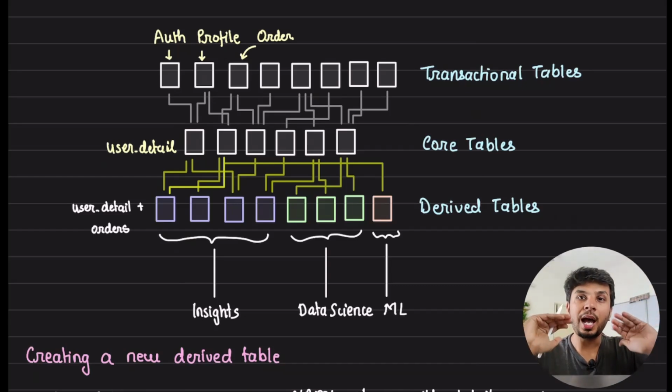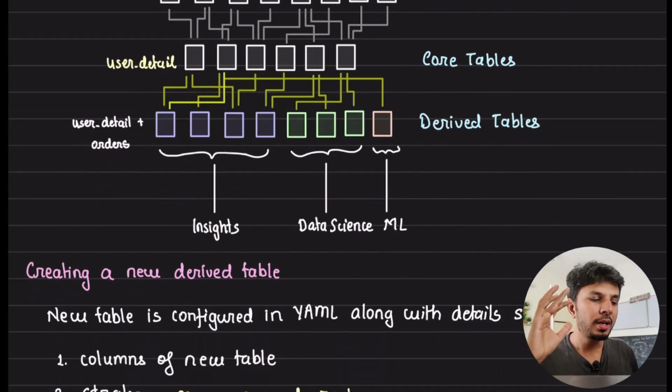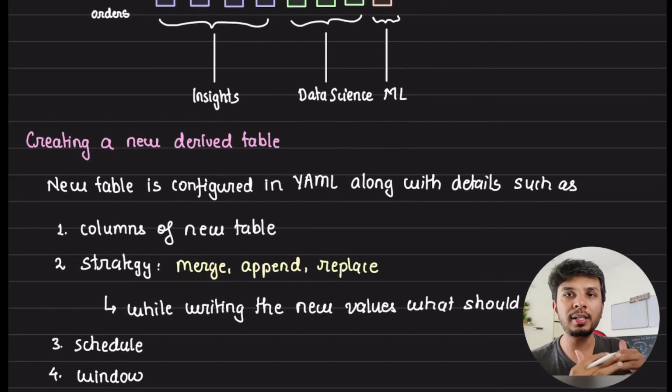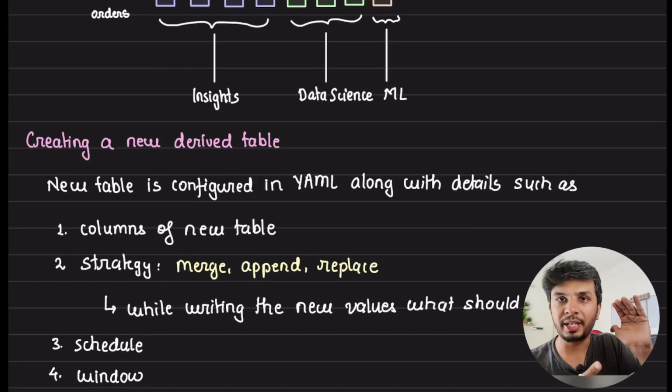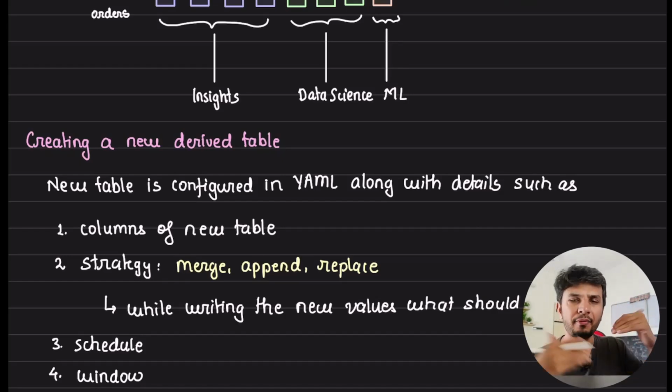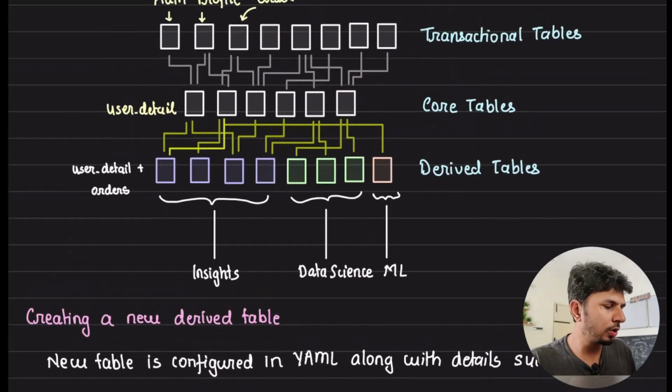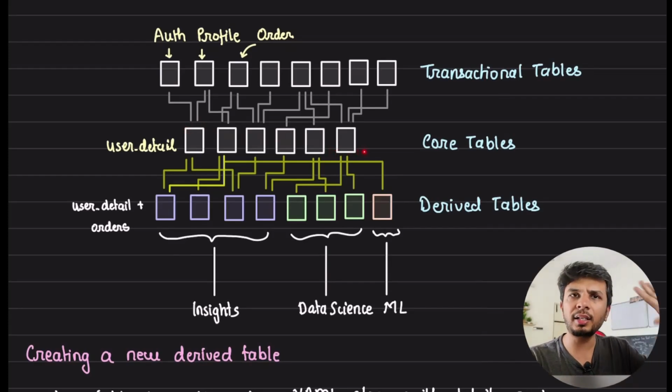Okay, so now how do we create a derived table? What Discord did is they provided a YAML based configuration. Now with this YAML based configuration, if you want to create a derived table, you would already know that, okay, these are the core tables that I have. Each table has this kind of schema.